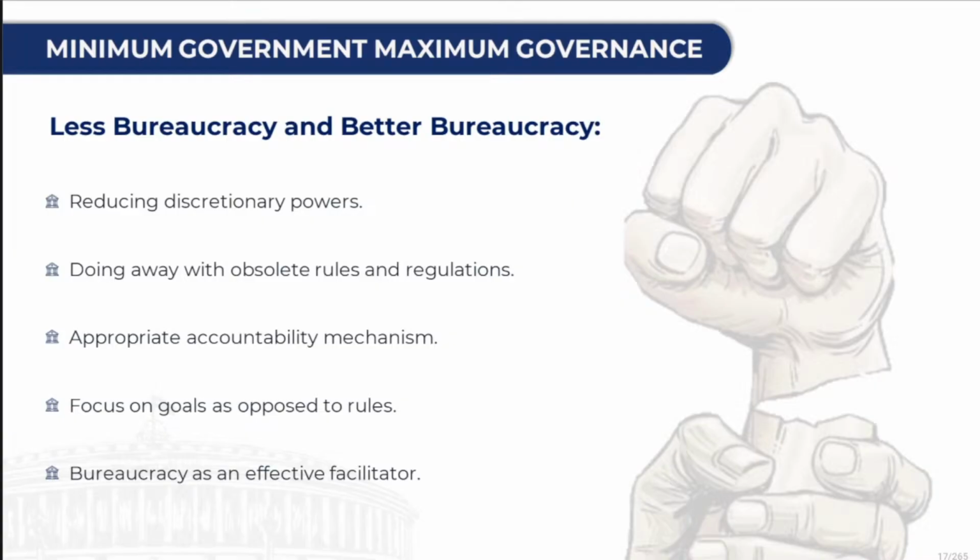Minimum government, maximum governance: less bureaucracy and better bureaucracy. Streamlining bureaucracy to act as a facilitator rather than a controller. Reducing discretionary powers, doing away with absolute rules and regulations, appropriate accountability mechanisms, focus on goals as opposed to rules, bureaucracy as an effective facilitator. Participatory model, utilizing social audits. Example, MGNREGA, now replaced by VB-G RAM G, to let citizens directly monitor expenditures.